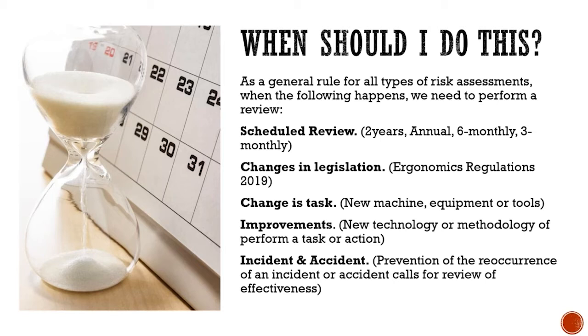And what should we be looking out for when it comes to our risk assessments, particularly now looking at the past year, new regulations that have come in, new methodologies, and then looking toward the year ahead. Well, as a general rule, for all types of risk assessments, when the following happens, we need to perform a review. So these are the 5 areas that we need to look out for, and this should also be part of our risk assessment, monitoring, and review plan.